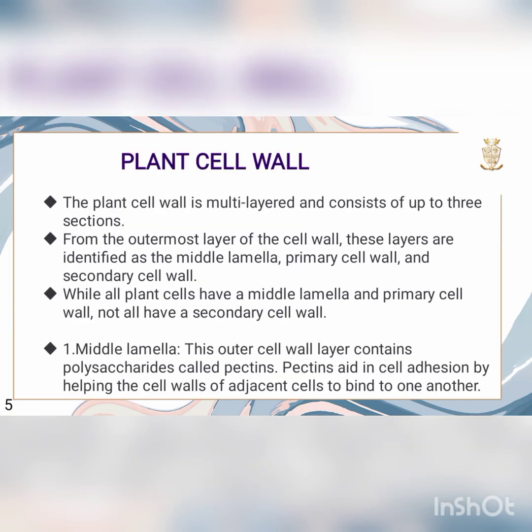So, first we can talk about the plant cell wall. Actually, plant cell wall is multi-layered and it consists of three sections: middle lamella, primary cell wall, and secondary cell wall. All the plants contain middle lamella and primary cell wall, but not all have secondary cell wall. Middle lamella is the outermost layer which contains polysaccharides and pectin which aid in cell adhesion.